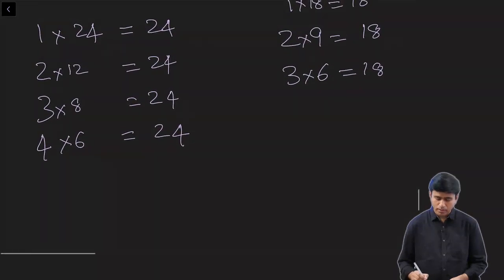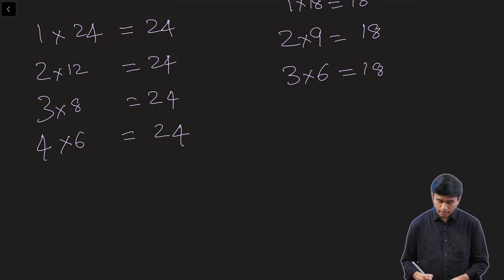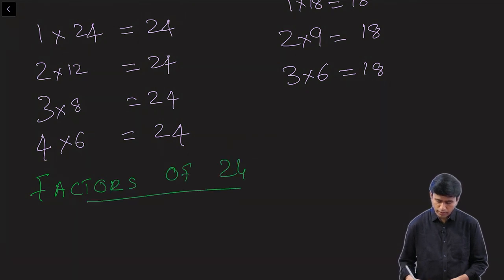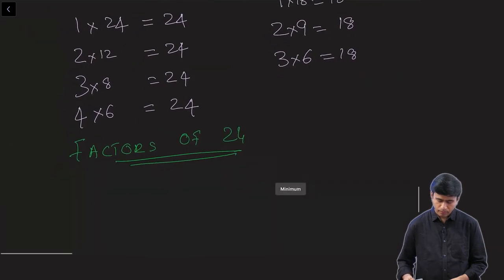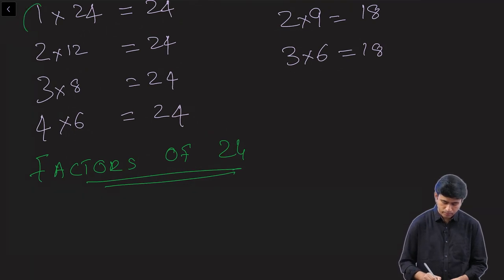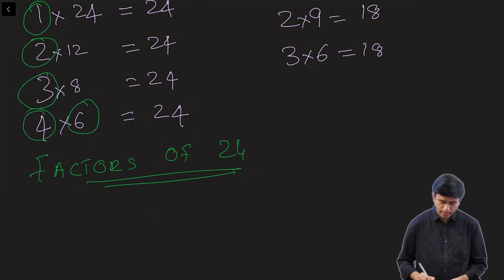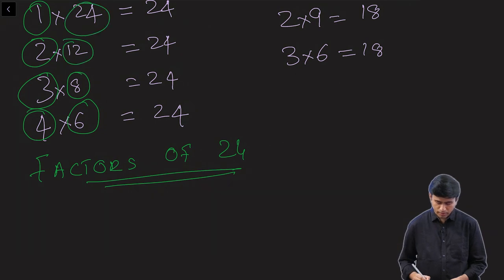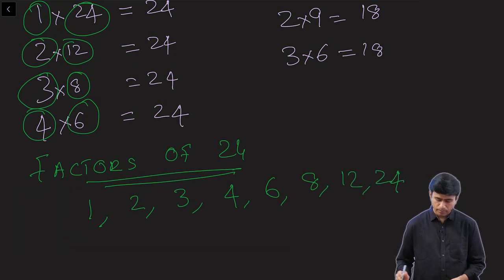So if you look at the above equations, we can say that the factors of 24 are, I'm going to circle the factors so that you will know what are the factors of 24. 1, 2, 3, 4, 6, 8, 12, and 24. I'm going to write it down. 1, 2, 3, 4, 6, 8, 12, 24. These are the factors of 24.